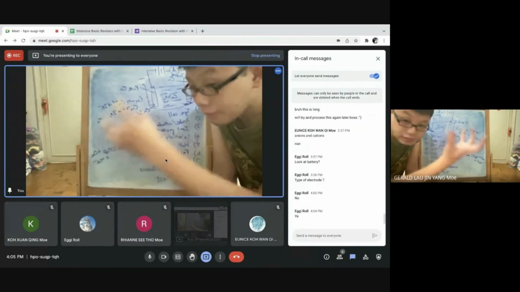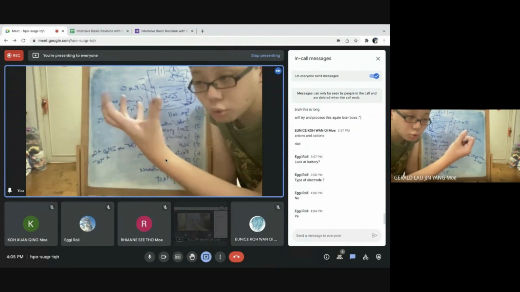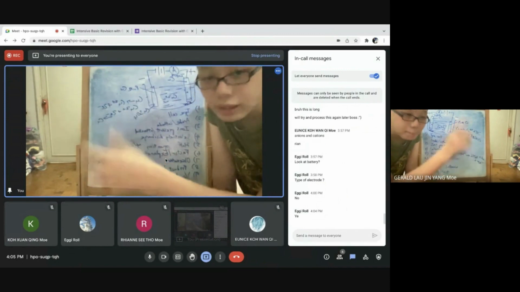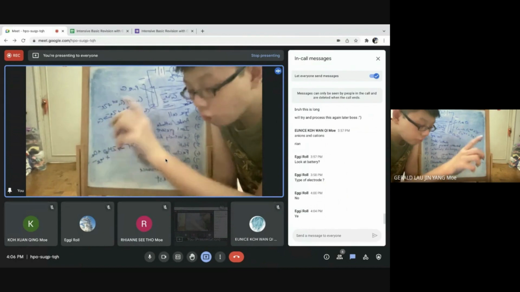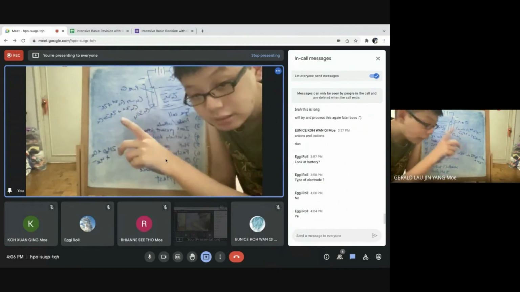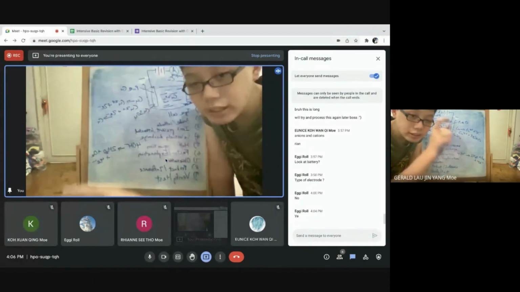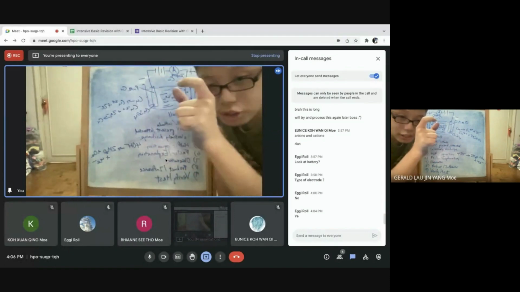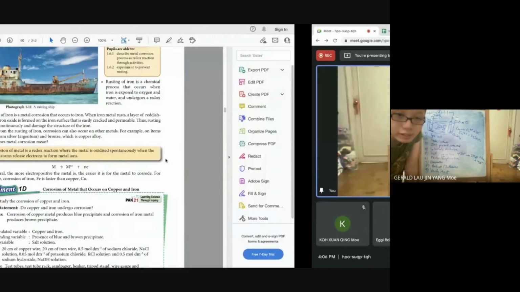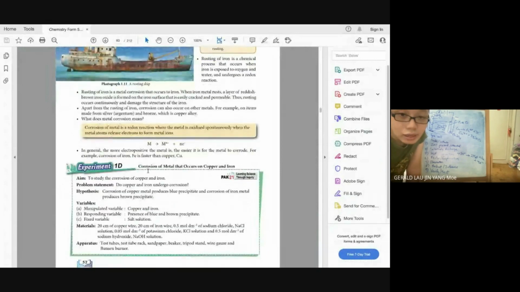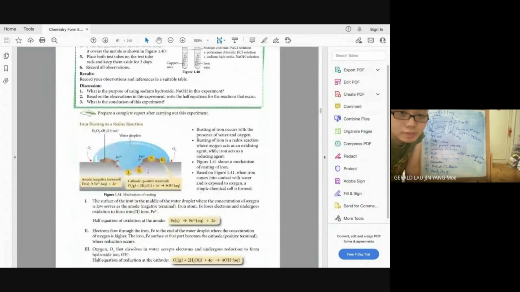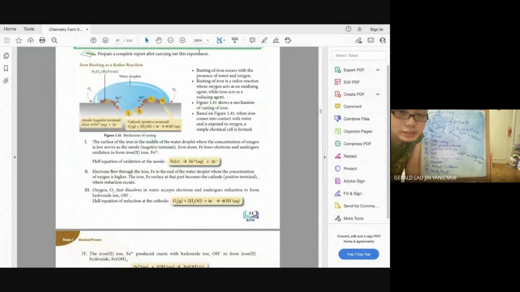Like magnesium metal, eventually it will corrode, oxidize. But we use the word corrosion for all metals except iron. For iron we use rusting, not corrosion. Okay, so now you see how corrosion happens for iron. Iron rusting, this is the process.